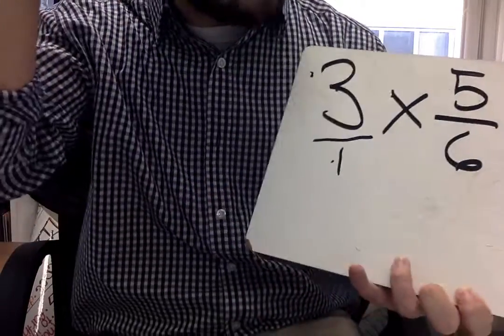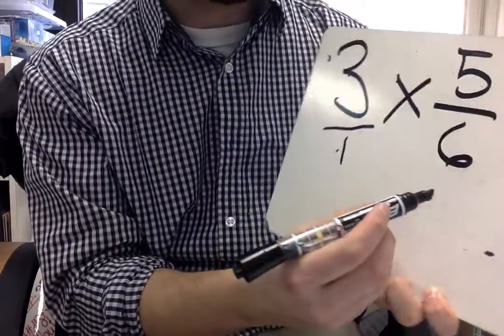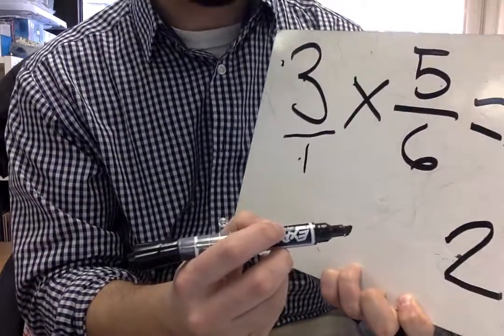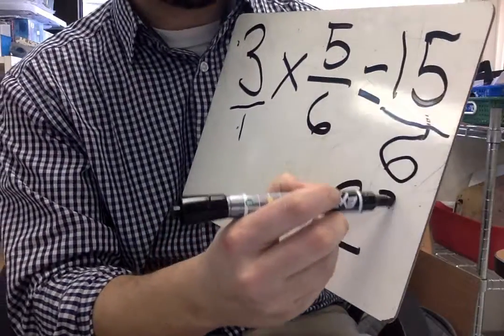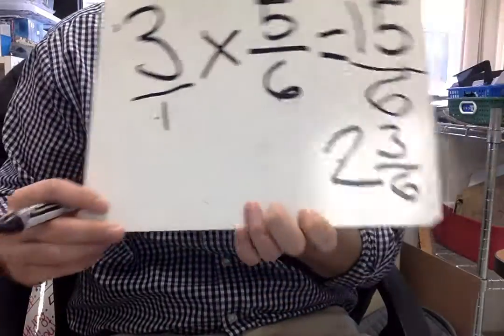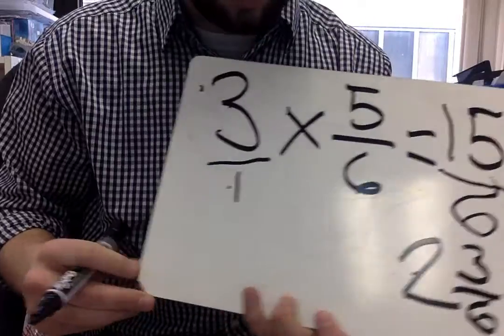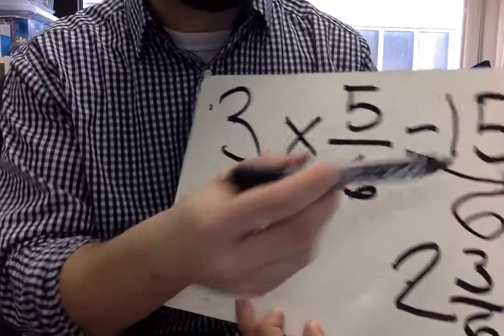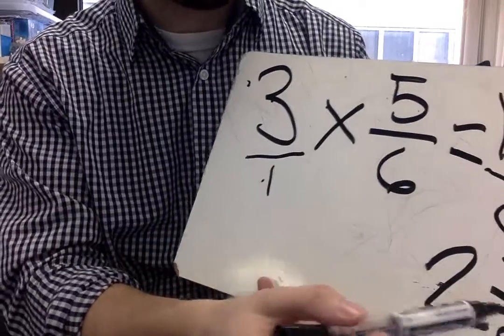And now I can turn it into a mixed number. I could say 6 goes into 15 two times without going over, and there's 3 remaining. So 15/6 is the same as 2 3/6. I can also turn it into unit form. So these are all equivalents, right? 15/6 is the same as 2 3/6.